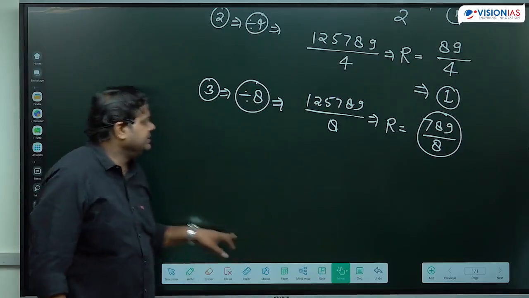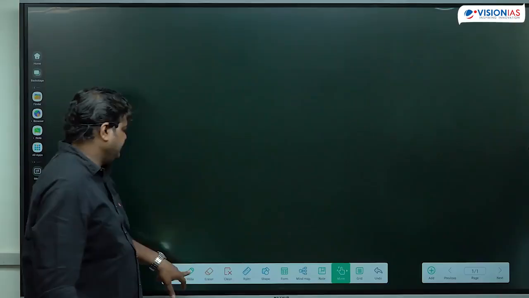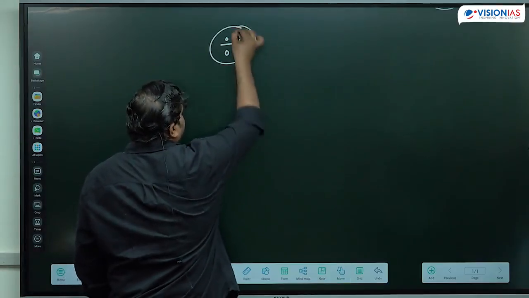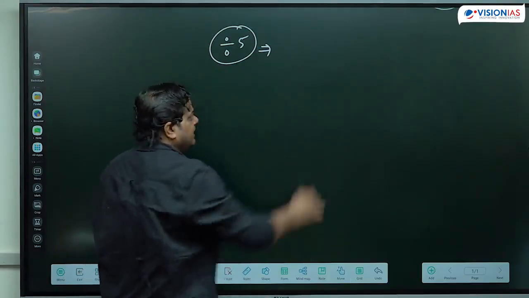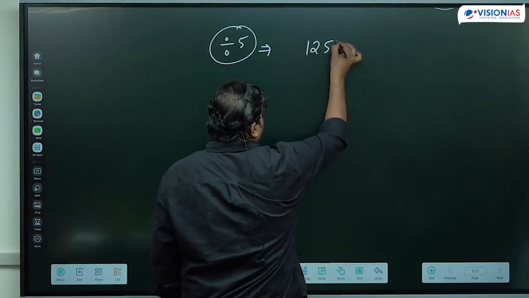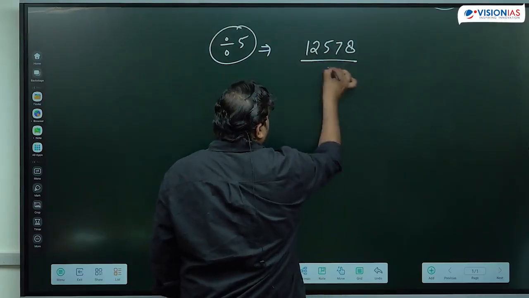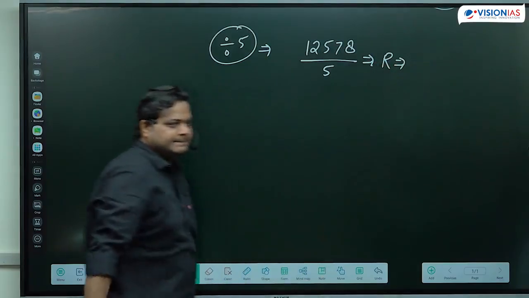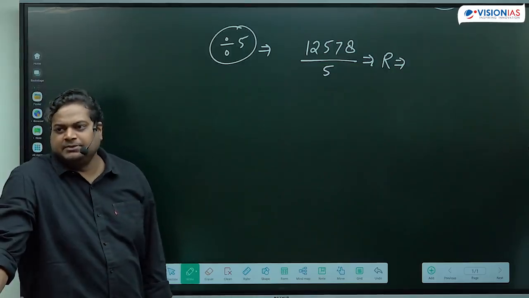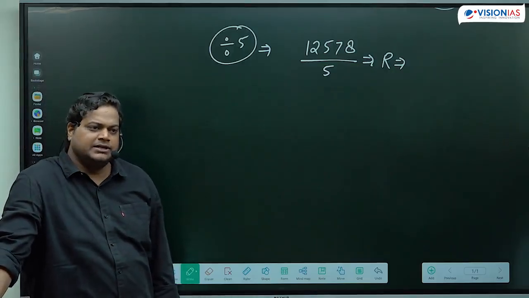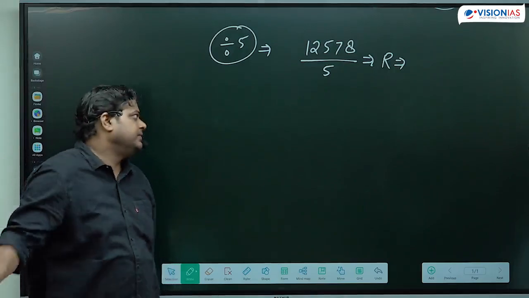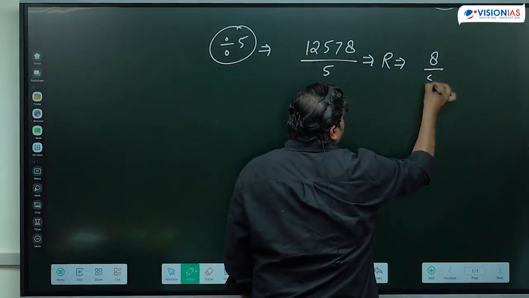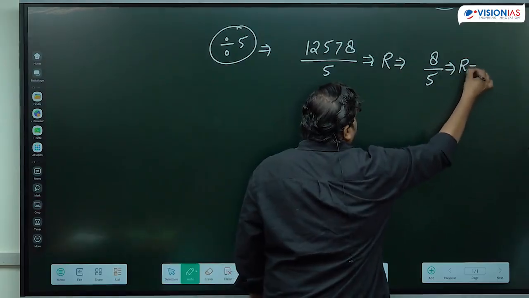Then we can check for divisibility rule of 5. If I write a number 1, 2, 5, 7, 8. If I divide by 5, what remainder we are going to get? So 5 का divisibility rule, what does it say? Unit digit is 0 or 5. So what we can do? We can take last digit, 5 से divide करा. What remainder we are getting?